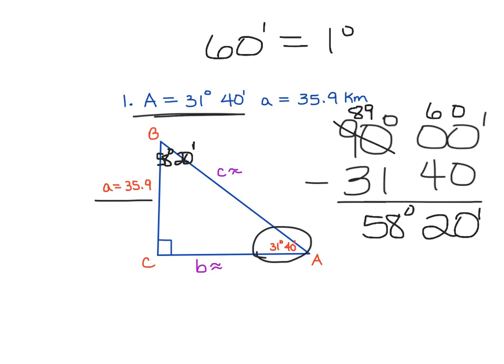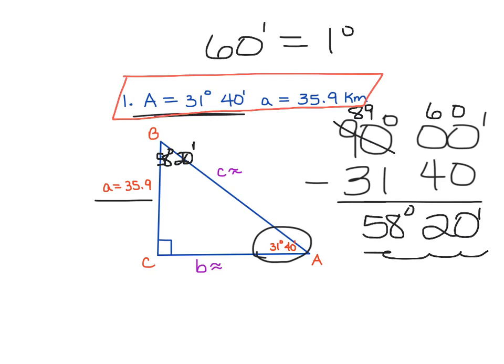Now I need to use the trig functions to find the side lengths B and C. Now again, instead of using my newly created angle B, I'm going back to my given. Because what if I made a mistake subtracting? What if I thought it was supposed to have been 50 degrees and 20 minutes? Or I maybe even forgot about the minutes. Then that would mess up my answers for B and C. So this is why you should always go back to the given to find the other missing pieces.